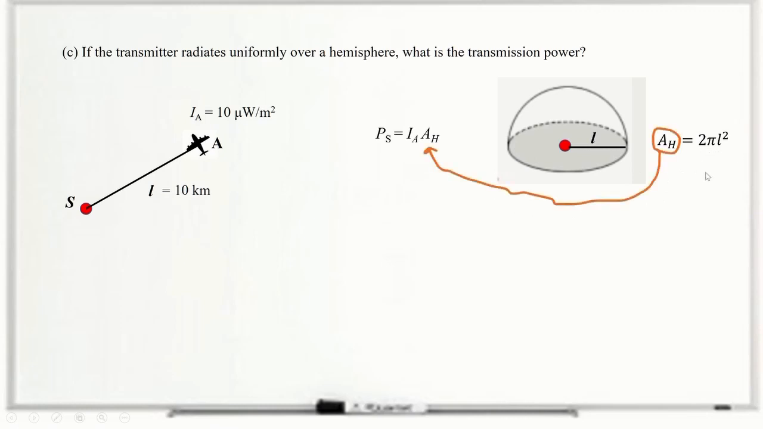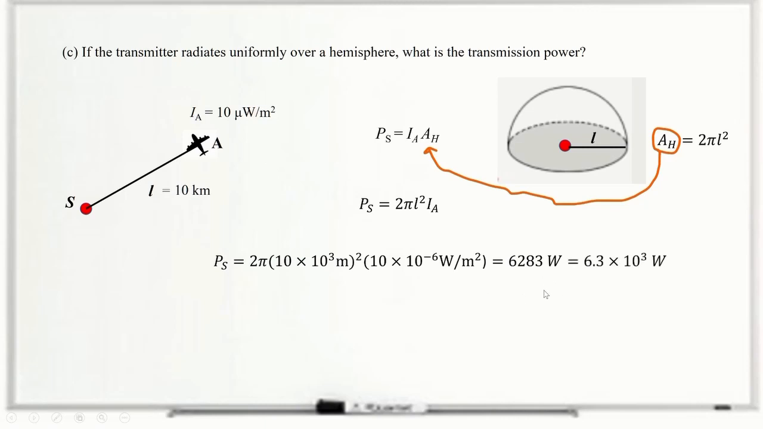Using this, we can find equation for power of the source in this form. Everything here is given. In the right hand side, we can plug in the numbers, calculate them, and because we have only two significant figures, the final answer looks like this. And the problem is solved completely.